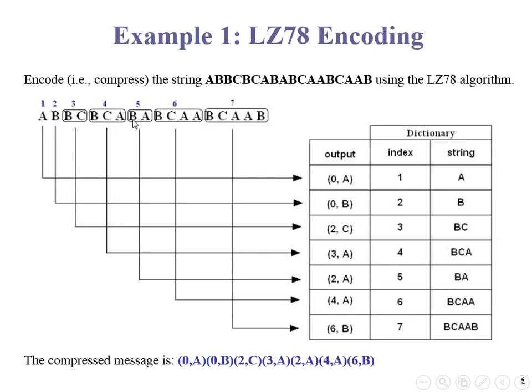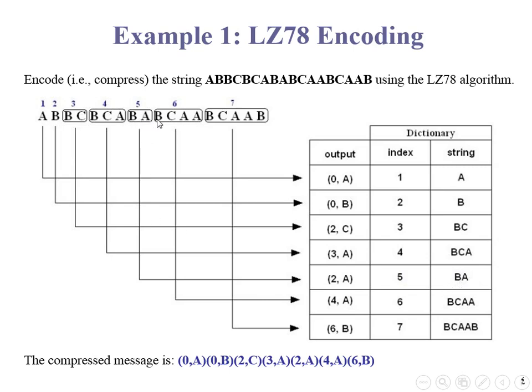Continue to B. B is in the dictionary. Continue: BA. BA is not in the dictionary. So we have the prefix B. B has the index 2, and A. Give it an index 5, and this represents the string BA.